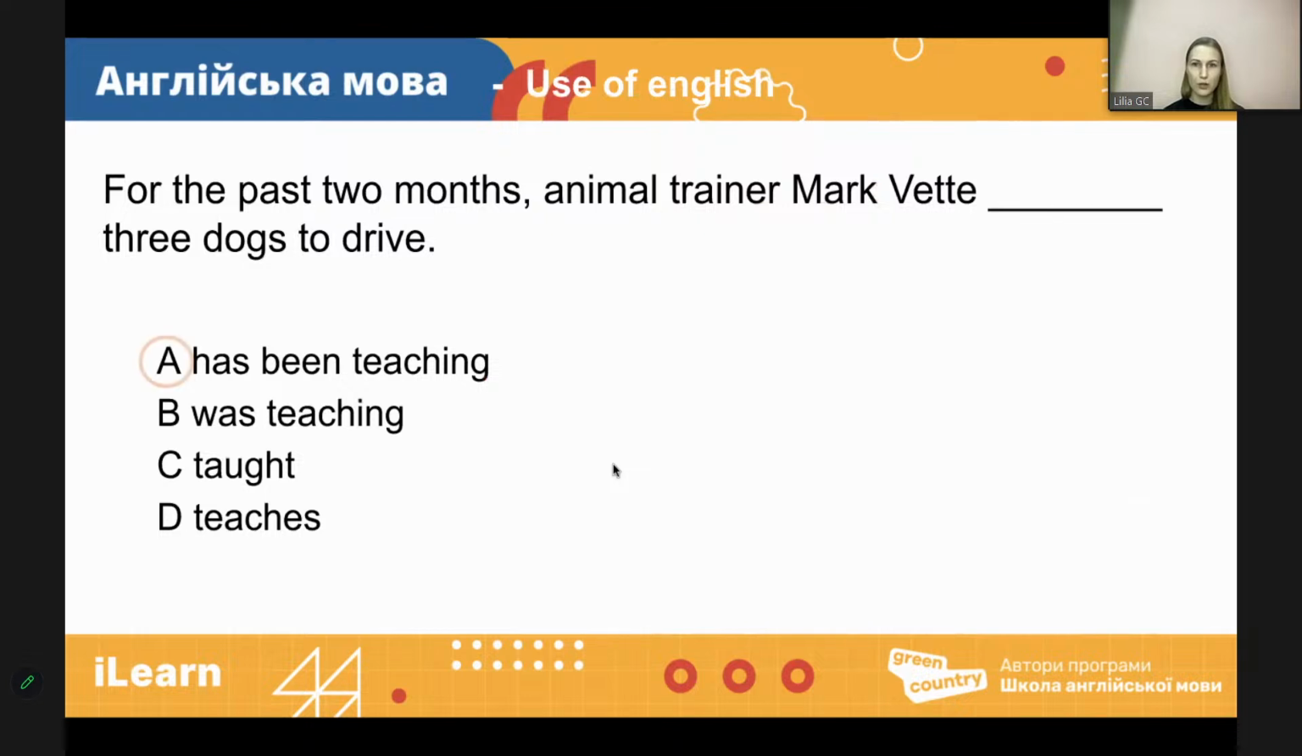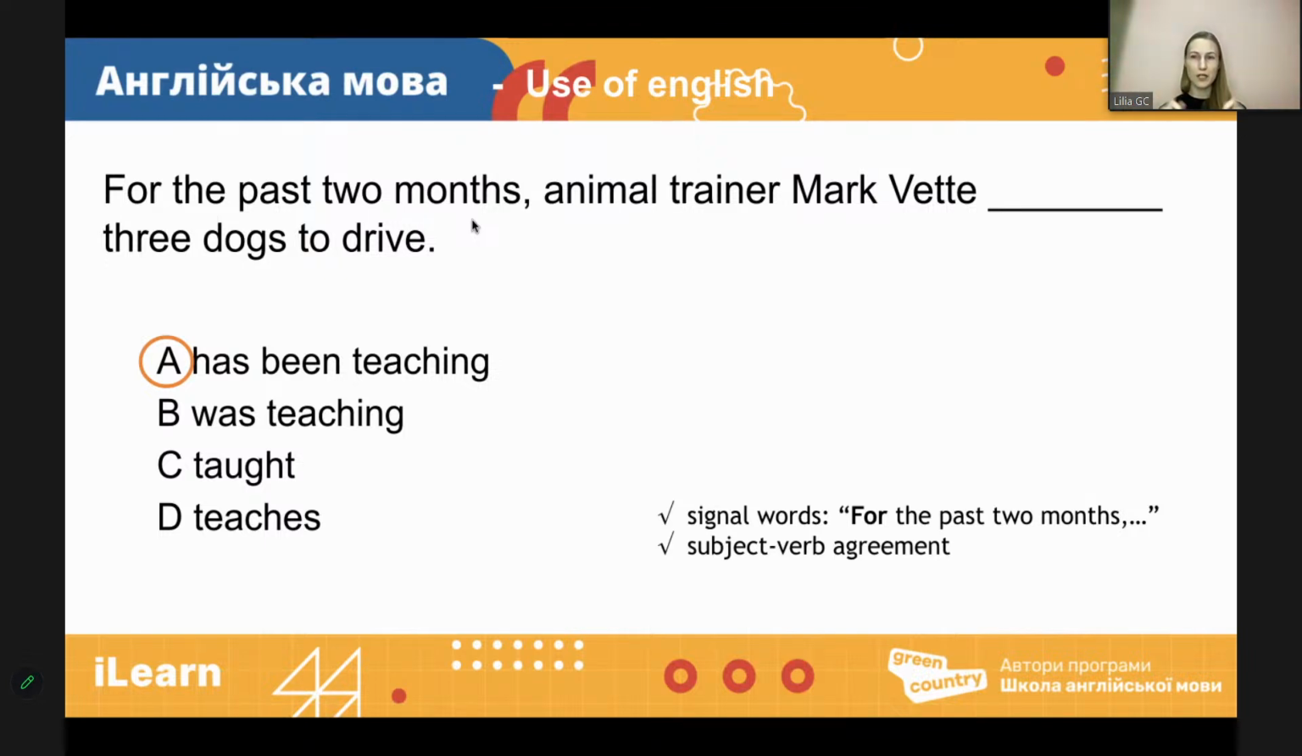All right, so option A, thank you for your answers. And in order to get that, we can pay attention to some signal words. So, for the past 2 months, протягом останніх 2 місяців. If we have some time duration, like протягом, під час, that could be something in continuous, probably. And also you should pay attention to subject-verb agreement. So, animal trainer, there is 1 person. So, it cannot be something like were teaching or have been teaching. That should be something in singular, like has and so on.